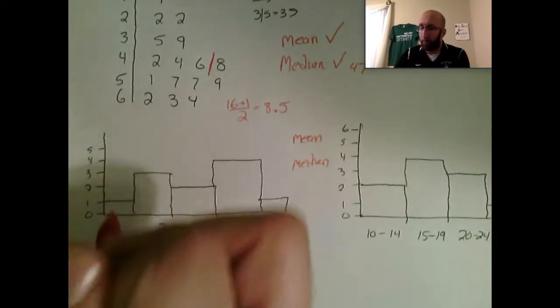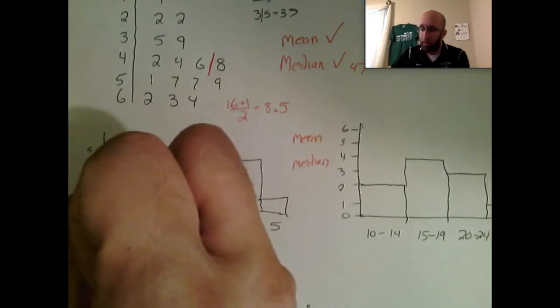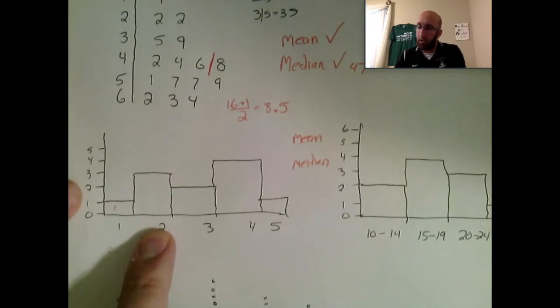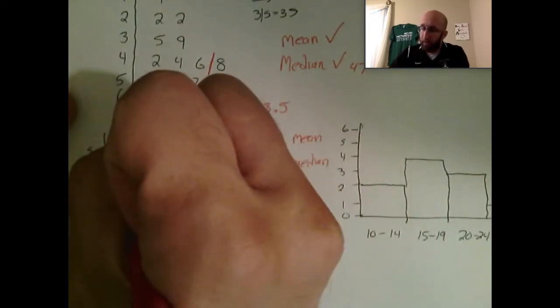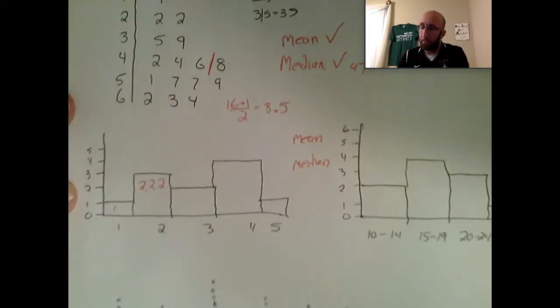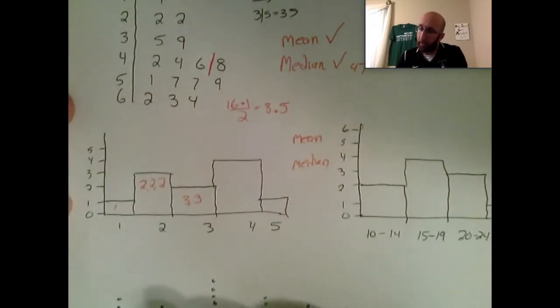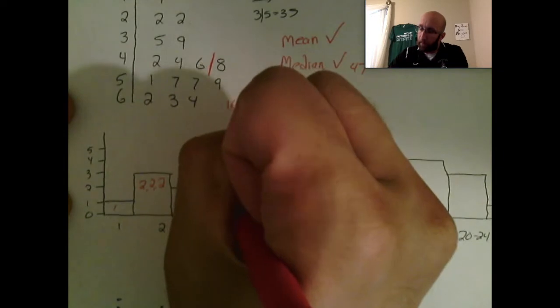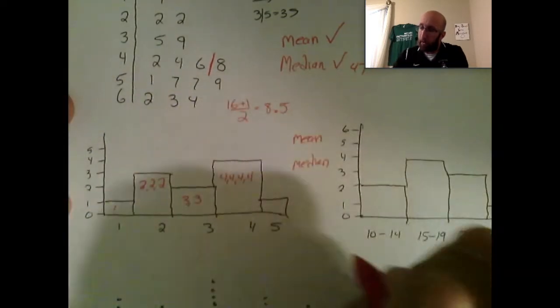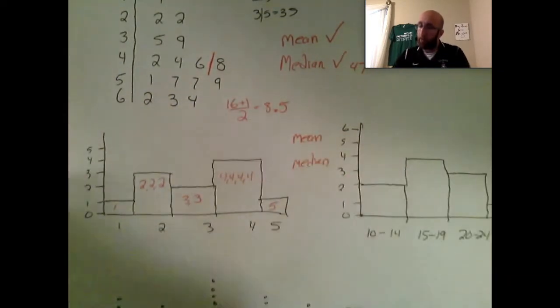So I have a frequency of 1, so I have 1, 1. When I look at the 2s, I got 3 of them, so my data set is going to have 2, 2, 2. When I look at the 3s, I got 2 3s: 3, 3. When I look at the 4s, I got 4 4s: 1, 2, 3, 4. When I look at the 5s, I got 1 5.